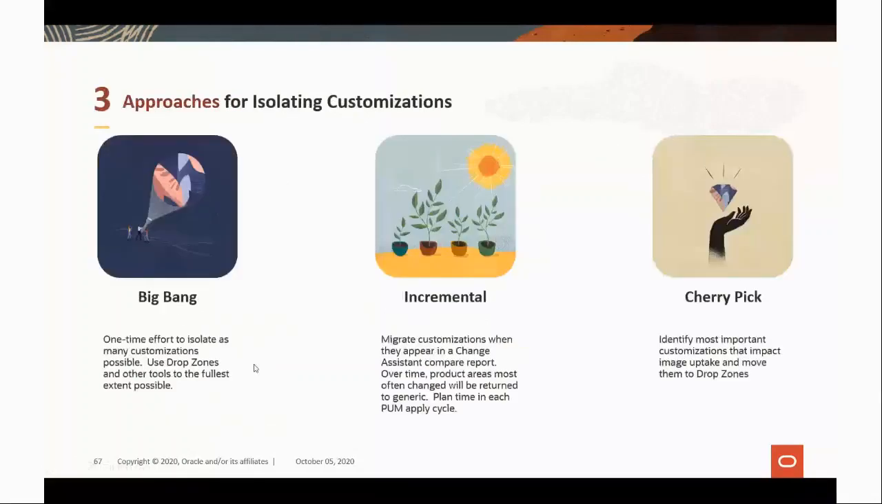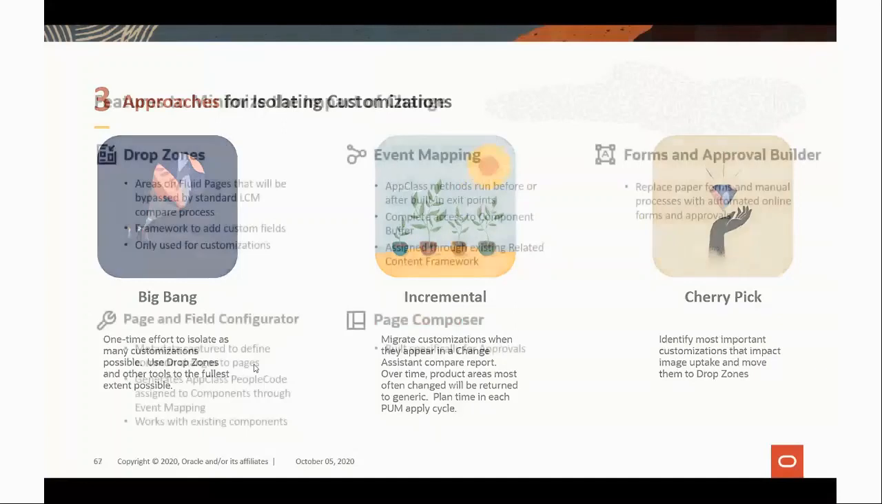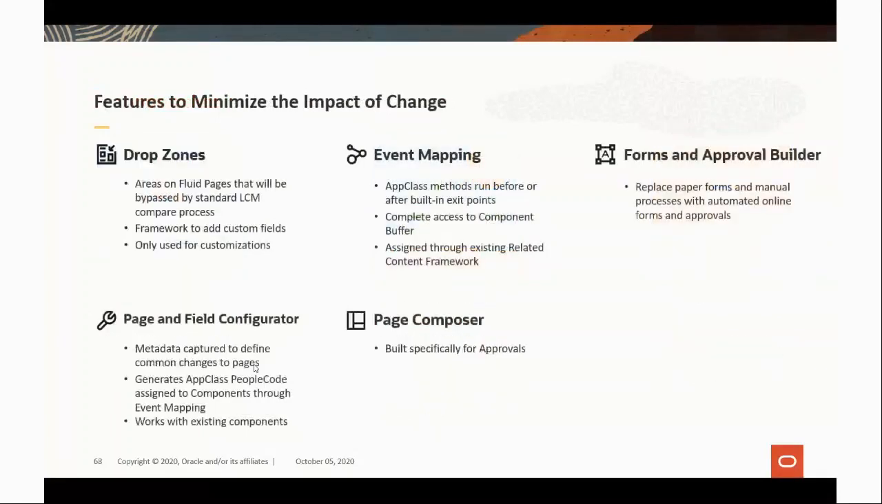You can do it incrementally. That is, anytime you have a PUM cycle and you're running compare reports, you can address the ones that are hit in the compare report, or you can cherry pick them and identify the ones that impact your uptake of new images most often and perhaps are the most expensive, or the ones that you want to really address first. So there are several features that allow you to minimize the impact of change, but also change your user interface. And again, I want to highlight that aspect.